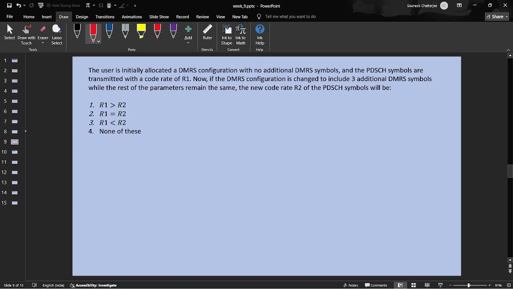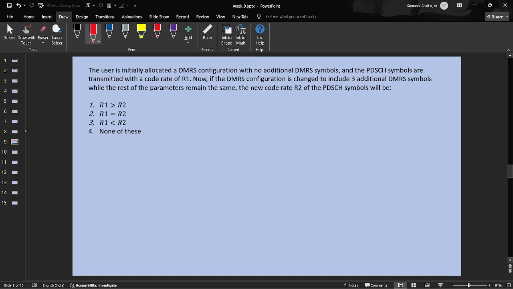R1 will be less than R2, no? As the DMRS is more. And how are we getting there? So I'm saying, suppose I have 12 symbols as of now with single symbol DMRS. Later I have added 3 additional DMRS. So 3 3s is 9. So whatever the total number R is in the first case, I have to deduct an additional 9 from there, no?